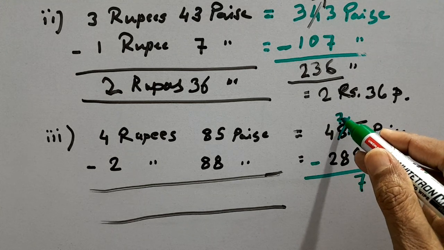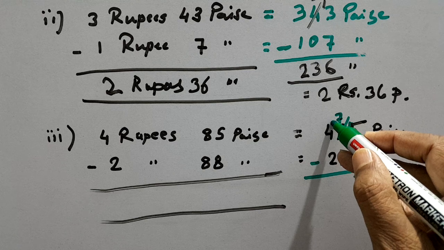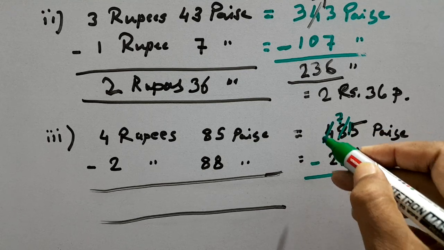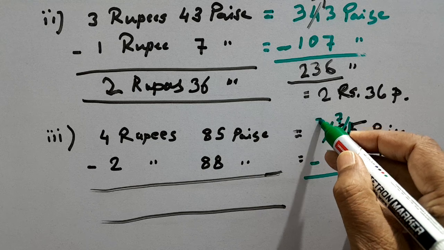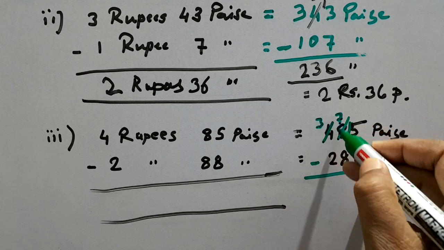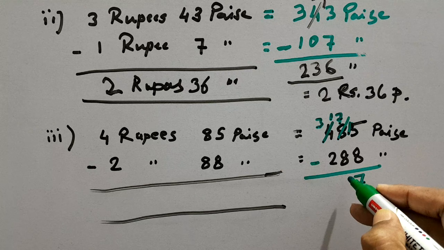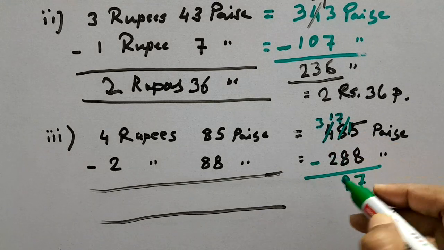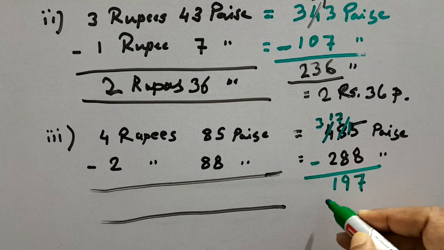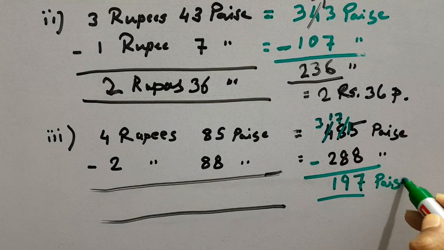Here again 8, here it is 7. So we cannot subtract 8 from 7. So we'll borrow 1 from the 100th place. So here 4 will become 3, and 7 will become 17. So 17 minus 8 is equal to 9. And here 3 minus 2 is equal to 1. So 197 paisa is the answer.